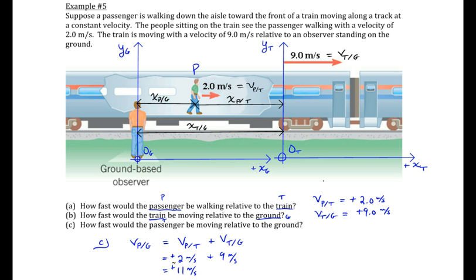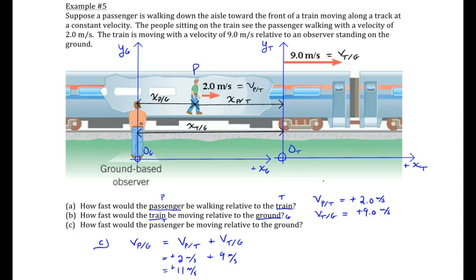And that hopefully makes sense to you without doing all of the subscript business. Notice since both velocities were to the right, which are positive, we added them to get our final velocity of the passenger with respect to the ground-based observer.